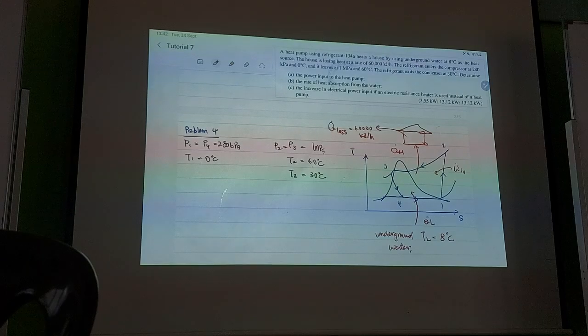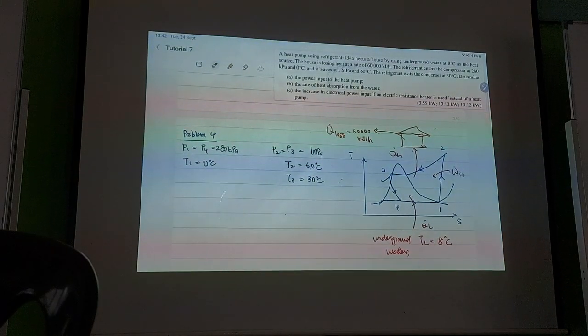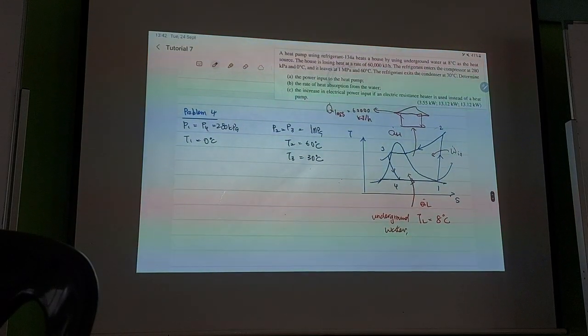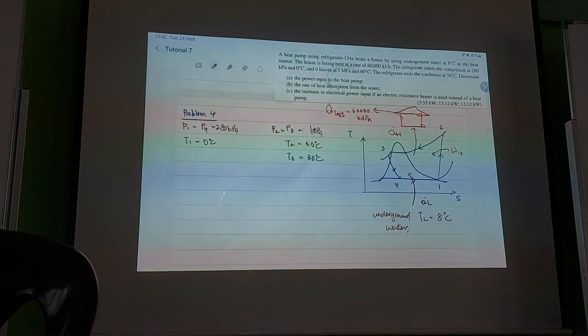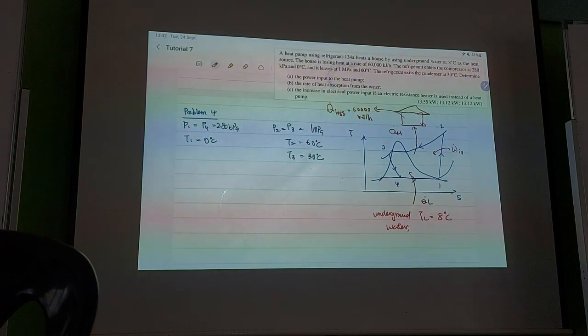So determine the power input to the heat pump. Generally speaking, the first part of this question is exactly the same as the previous question, whereby you find state 1, state 2, state 3, state 4, based on all of this information.